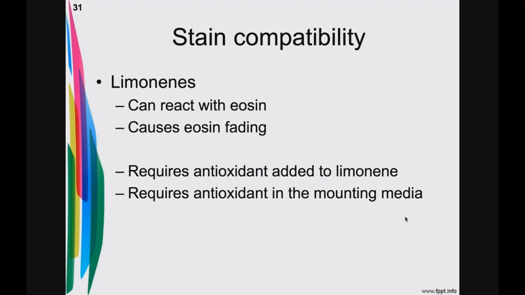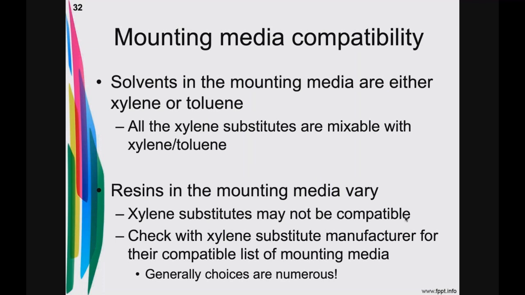Now, stain compatibility. The only one we've got a problem with is limonenes, because as I told you, it can react with the eosin, and it'll cause the eosin to fade or just totally disappear. You can eliminate that by making sure you've got the antioxidant either in the limonene xylene substitute or in the mounting media. And I would say probably 70% of all the mounting medias, or even higher, that are on the market have an antioxidant added to them. That's just there so that we can have these hematoxylin stained slides for 10, 15 years and they're not fading. That's what the antioxidant was always put in the mounting media for, long-term storage of our stained slides. And we know the antioxidants always have a limited life. Some of you have probably pulled out old H&Es and seen that they faded. They faded because the antioxidant that was in the mounting media got exhausted.